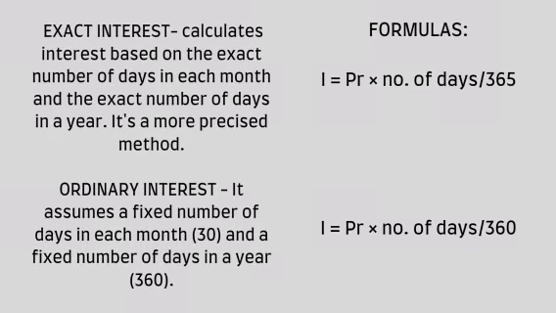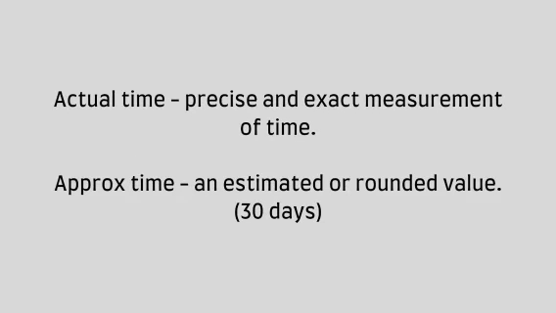Sa exact interest, I is equal to PR times number of days over 365. While dito naman sa ordinary, I is equal to PR times number of days over 360. Next, actual time naman is same sa exact. Actual time is precise and the exact measurement of time. While sa approximate time naman, kagaya rin ng ordinary interest, ito yung may estimated or rounded value.